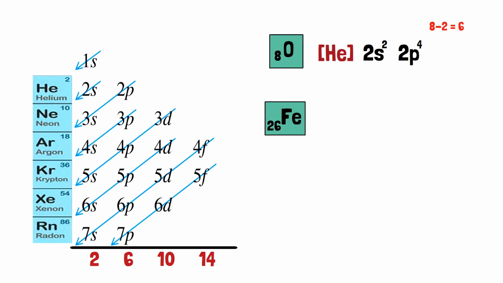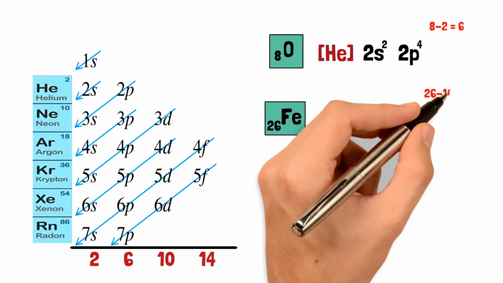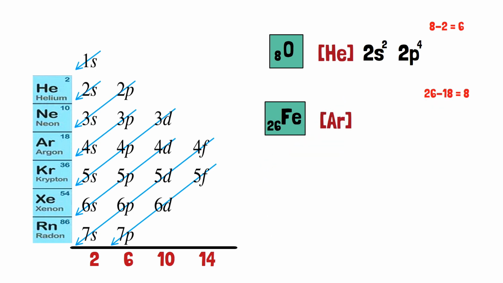Another example is iron, and its atomic number is 26. So, as we note, the noble gas which has an atomic number closer and less than its atomic number is argon. So first we put the symbol of argon, which has an atomic number of 18. 8 electrons are left out of the 26. So we will complete from the 4s2, then 3d6.